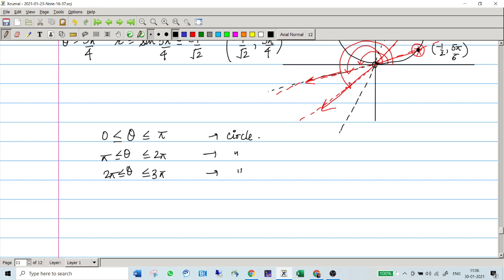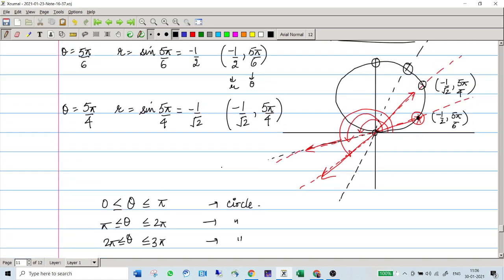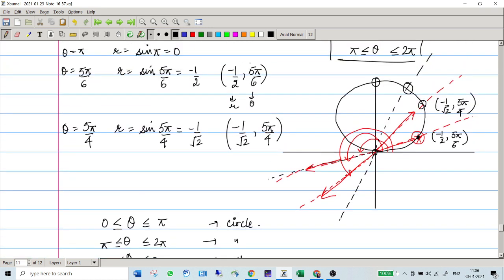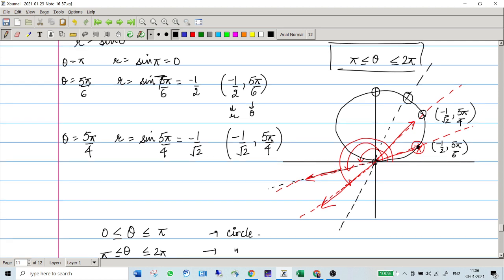So no matter, ma'am, 5 pi by 6, doesn't it come in the second quadrant? Yes, it will be 7 pi. I wanted to convey the sense, ma'am. It'll be 7, yeah.